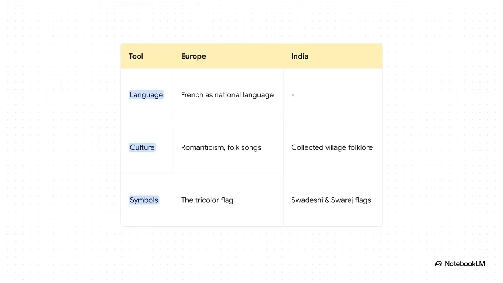And the tools they used to build this identity? They were surprisingly universal. The French pushed one national language to try and erase all the regional differences. In both Europe and India, intellectuals and artists went around collecting folk songs and old fairy tales. They weren't just preserving art. They were building the idea of a shared ancient past. And of course, the flag. The tricolor in both France and later in India, it became the simplest, most powerful symbol of that new unity.